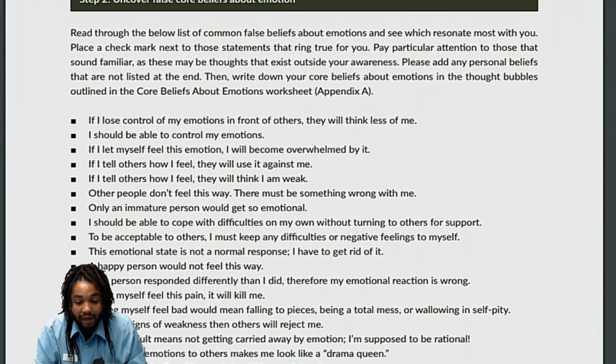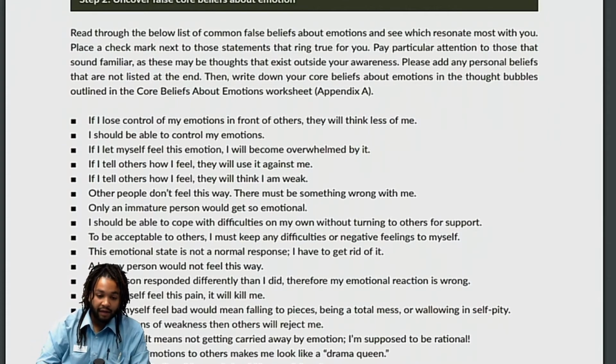That person responded differently than I did, therefore my emotional reaction is wrong. If I show signs of weakness, then others will reject me. Being an adult means not getting carried away by emotion. I'm supposed to be rational. Showing my emotions to others makes me look like a drama queen. I'm stupid for feeling this way. I should just suck it up. And lastly, I should not let myself give in to these feelings.